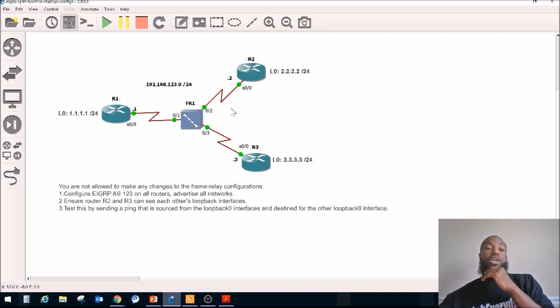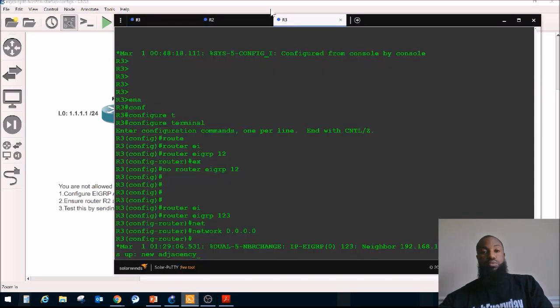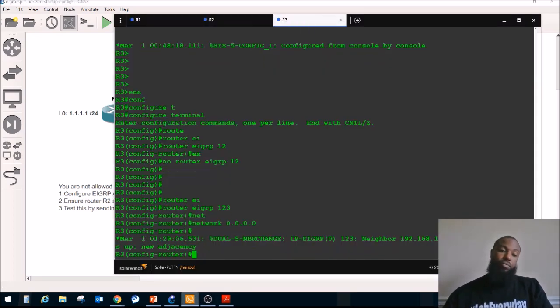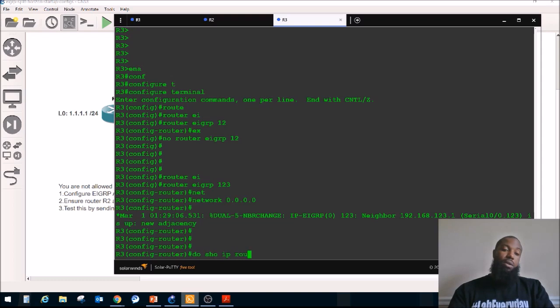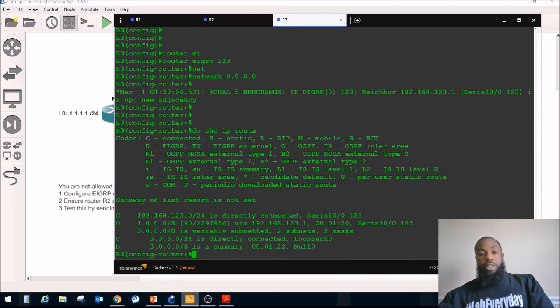What we need to do here, let's see. It says here, ensure router 2 and 3 can see each other's loopbacks. Can router 3 see router 2's loopbacks? Probably not, right? Let's go ahead into router 2, I'm sorry, router 3. Do show ip route. He knows about the 1 network and the 3 network, which is basically router 1 and router 3.